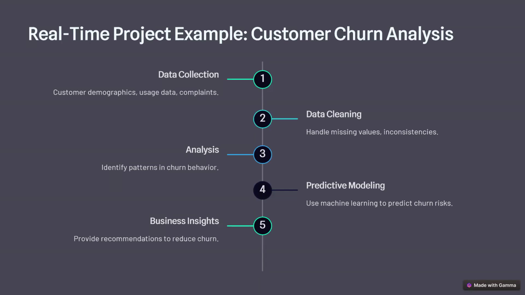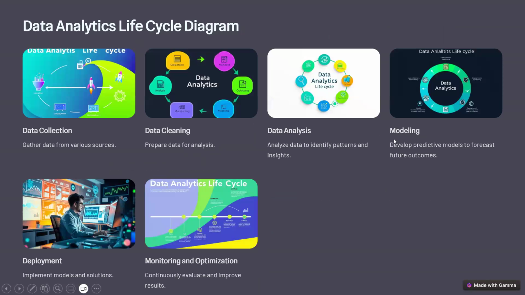How does it work? Here we have one more slide with the same thing, the roles and responsibilities, life cycle diagram: data collection, cleaning, analysis, modeling, deployment. It has to be put into action, and then monitoring and optimization. In the sense, you have to continuously monitor your data, whatever you have done, according to the sprint or according to the quarter. So you have to monitor it and optimize it according to the usage.